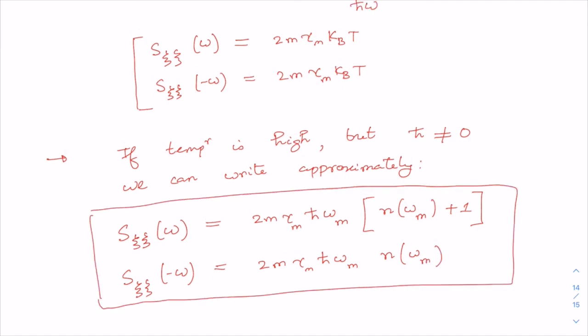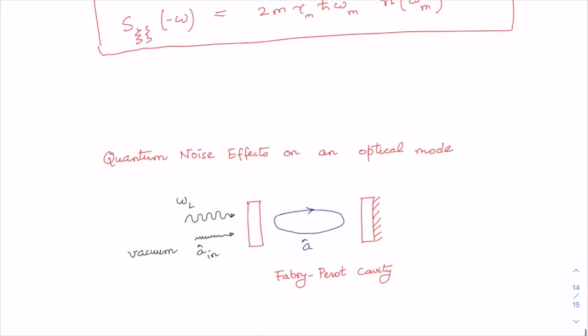Now let us come to our Fabry-Pérot cavity, which is the main setup for a cavity optomechanical system, and let us see how the quantum noise affects an optical mode.